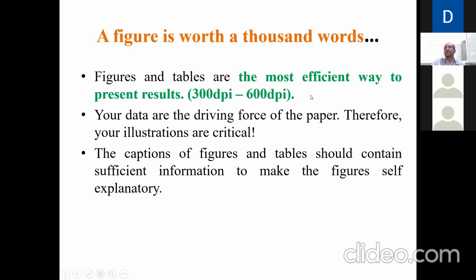Otherwise, once the reviewer goes through it, if he is not able to infer anything from your figure, they can give comments to improve the quality of the figure. So we don't give any room to give suggestions. By knowing this type of thing, we can avoid these issues initially, the reviewer comments will be very few, the review period will be reduced, and the paper will be accepted very easily, right? So the figure should be in the 300 dpi to 600 dpi.